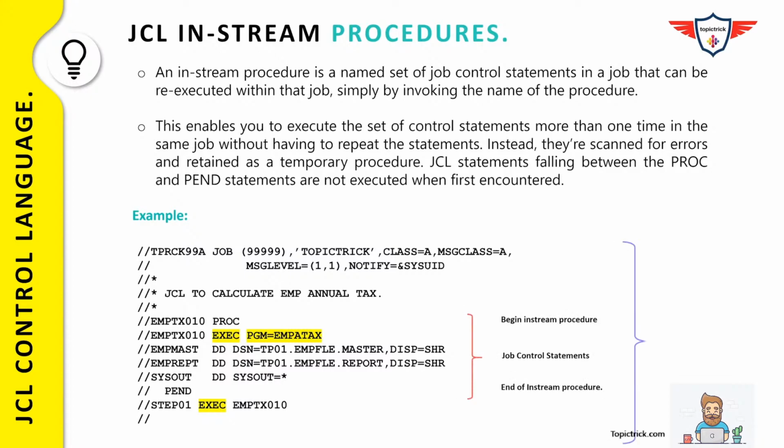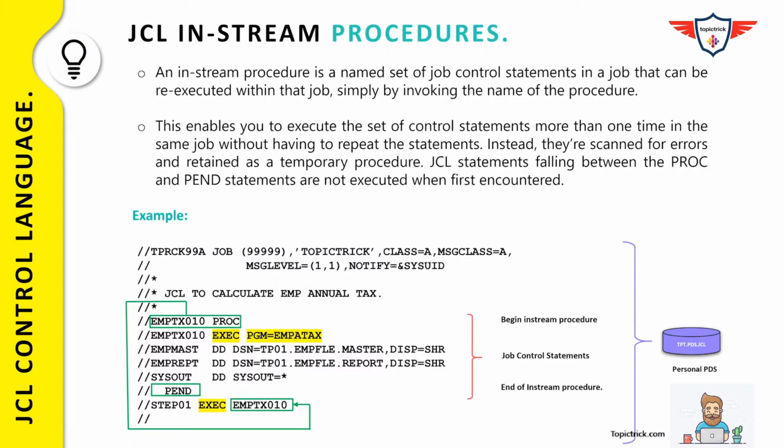After that, you have the instream proc, and the proc begins with a name and a PROC keyword. Always remember that you should have a proper name for a proc, otherwise you will not be able to invoke it in your JCL. After that, you have a couple of job control statements, that is an EXEC statement to execute a program, that is EMPATAX. Then you have 3 DD statements, 2 for datasets and 1 for sysout, just to print the messages on the spool. And then you have a PEND statement, which marks the end of the instream proc.